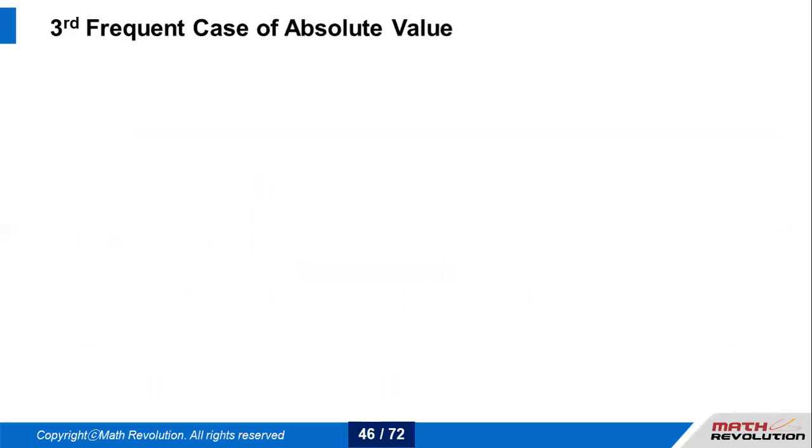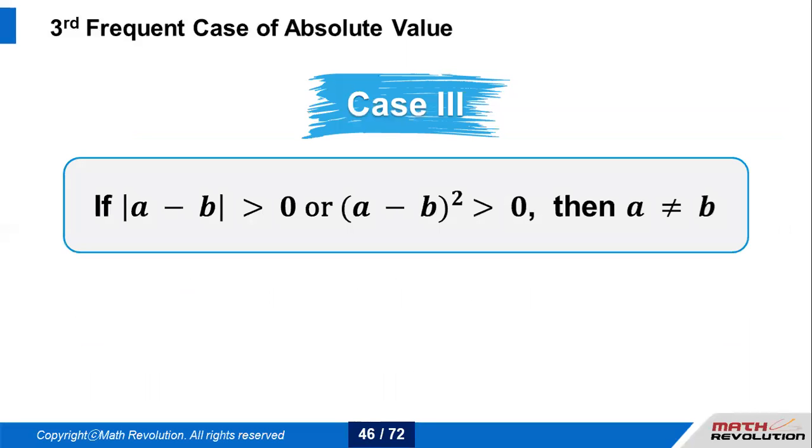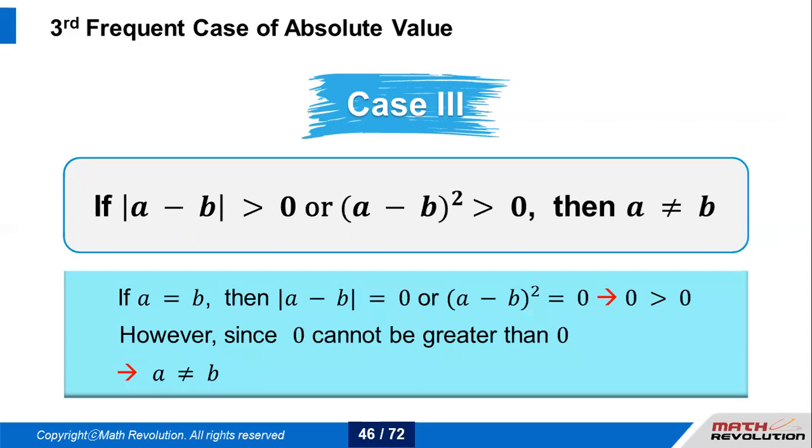Let's talk about the third frequent case. The first one was less than, the second one was equal to. Now this is the third one. If mod of a minus b has to be greater than 0, then its square would be greater than 0. Or you could say, if modulus of a minus b is greater than 0 and the square of a minus b is greater than 0, then a can never ever be equal to b.